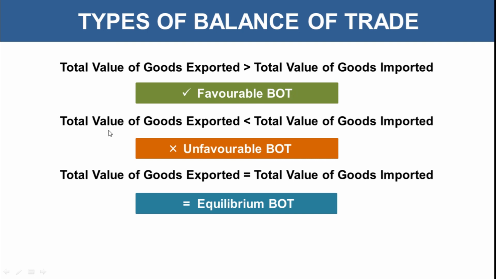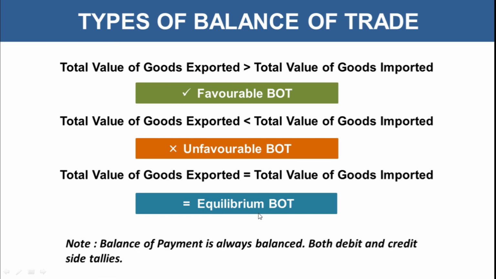In the same way, when the total value of goods exported is less than the total value of goods imported, it will be an unfavorable balance of trade, because cash inflow will be less than cash outflow. When the total value of goods exported is equal to the total value of goods imported, that will be referred to as equilibrium balance of trade, or what we also call balanced balance of trade.